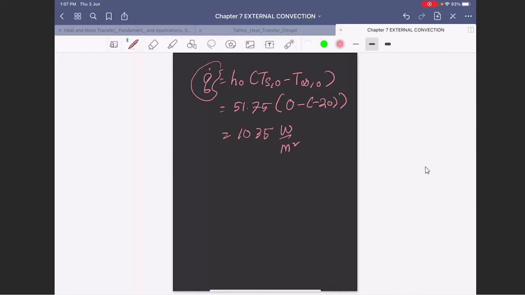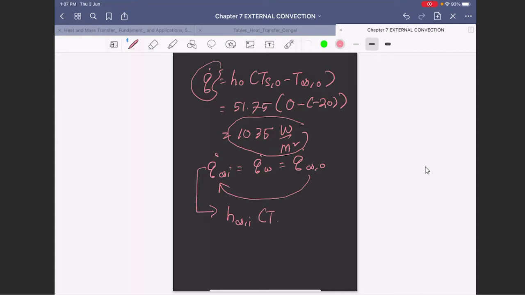Surface area. Just now I told you that Q inside is equal to Q of the windshield, which is equal to Q of the outside air. So based on this value, we can find H at the inside. Right? Because H inside times delta T surface equals 1035 watt per square meter. But you don't know this value. How to find that value?